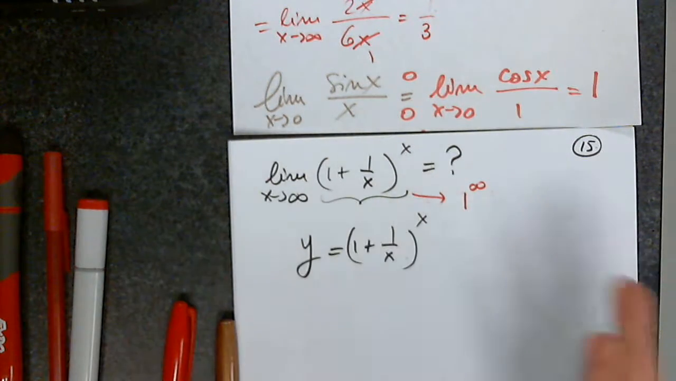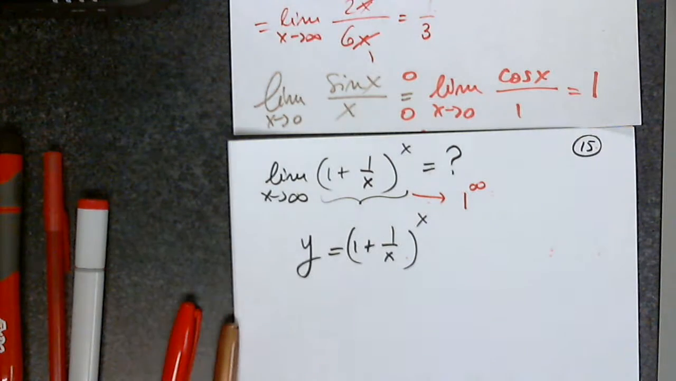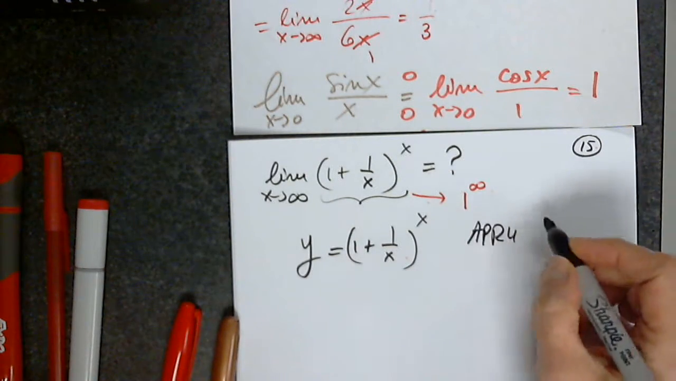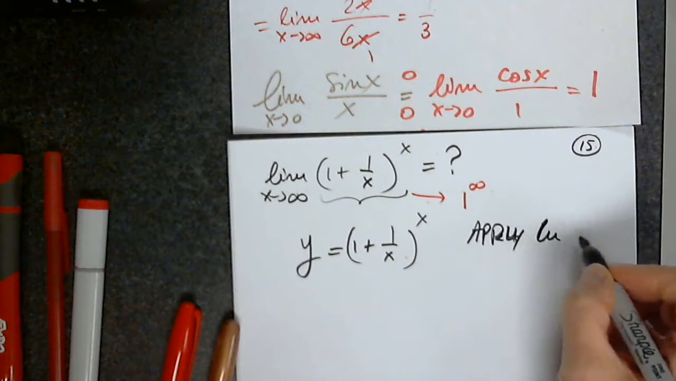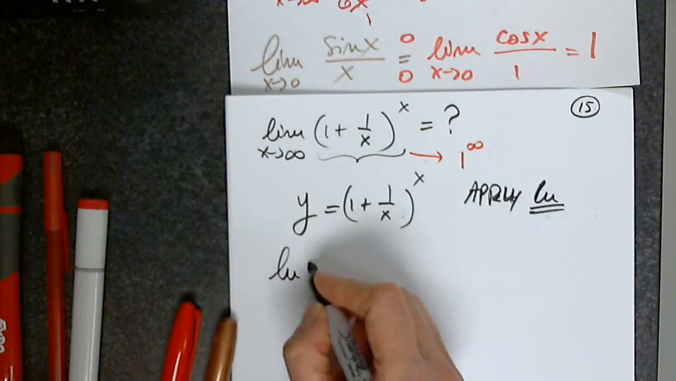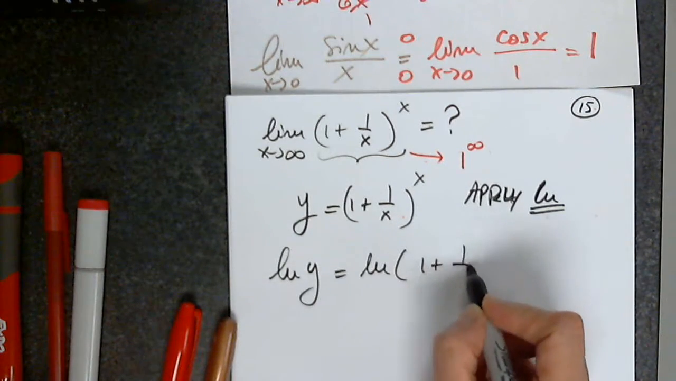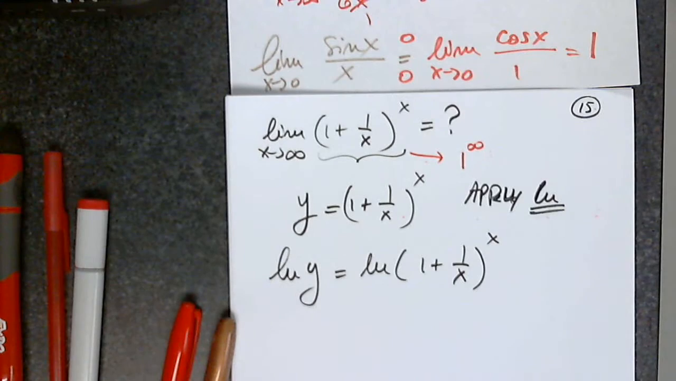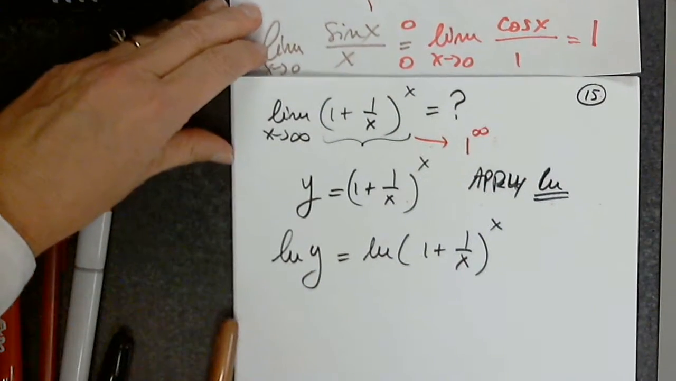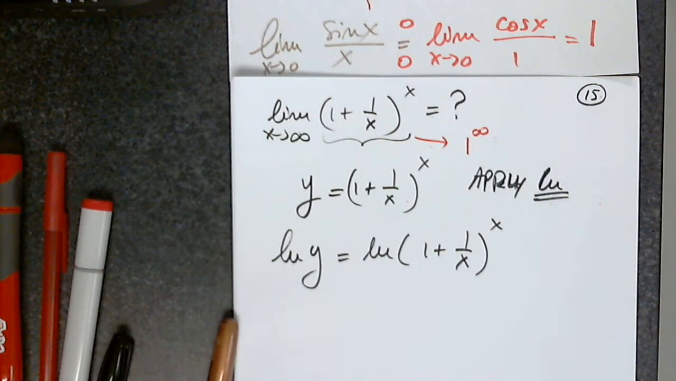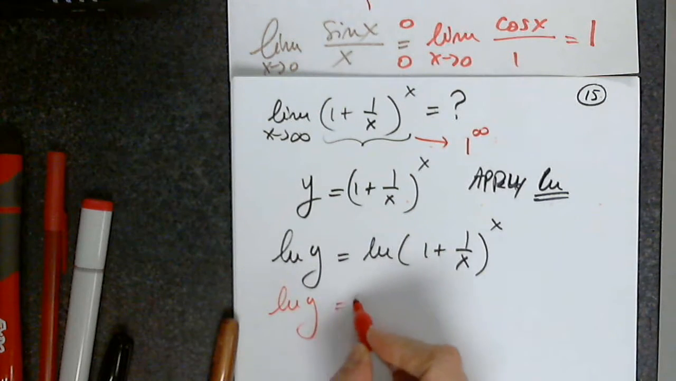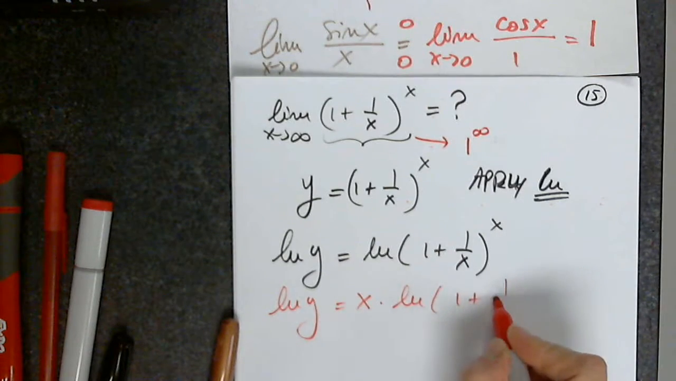I denoted this by function y, and then it's in this section. So what did we do in this section? We applied natural log to both sides, of course. Apply natural log. Good. So natural log y equals natural log of 1 plus 1 over x raised to x. Okay. Now what? What do you think I'm going to do next? Exactly. Natural log y equals x times natural log of 1 plus 1 over x.